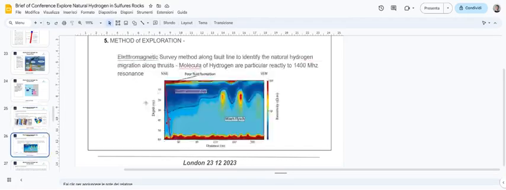Also along the fault, we can use an electromagnetic survey. We need more attention to the specific characteristics of hydrogen gas, because the frequency of reaction is very high. So it is too difficult to make a deeper exploration with these high frequencies. So along a fault it is possible, but it is not possible in all contexts.